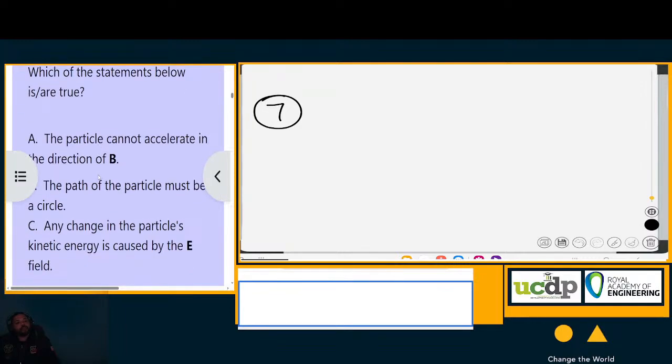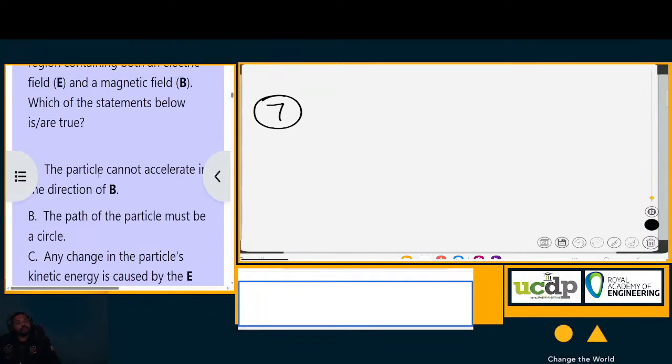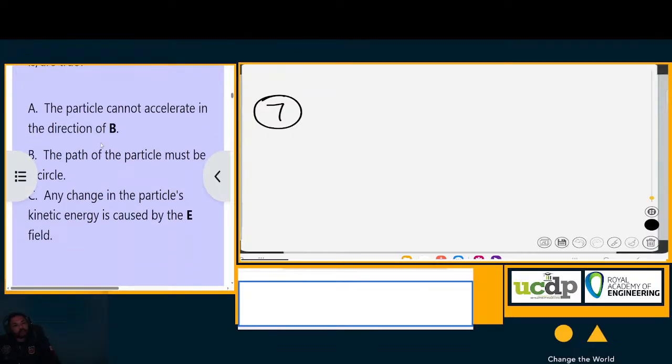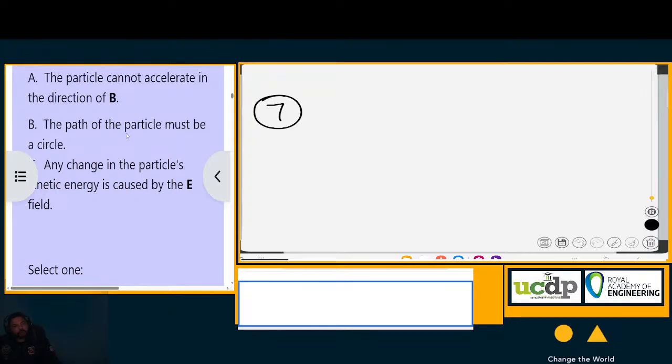A, the particle cannot accelerate in the direction of B. That is false. The particle can accelerate in the direction of the B due to the electric field, and a component of the electric field can accelerate in the direction of the magnetic field. That can happen. B, the path of the particle must be a circle. That is not true. That is false. It does not have to be a circle.